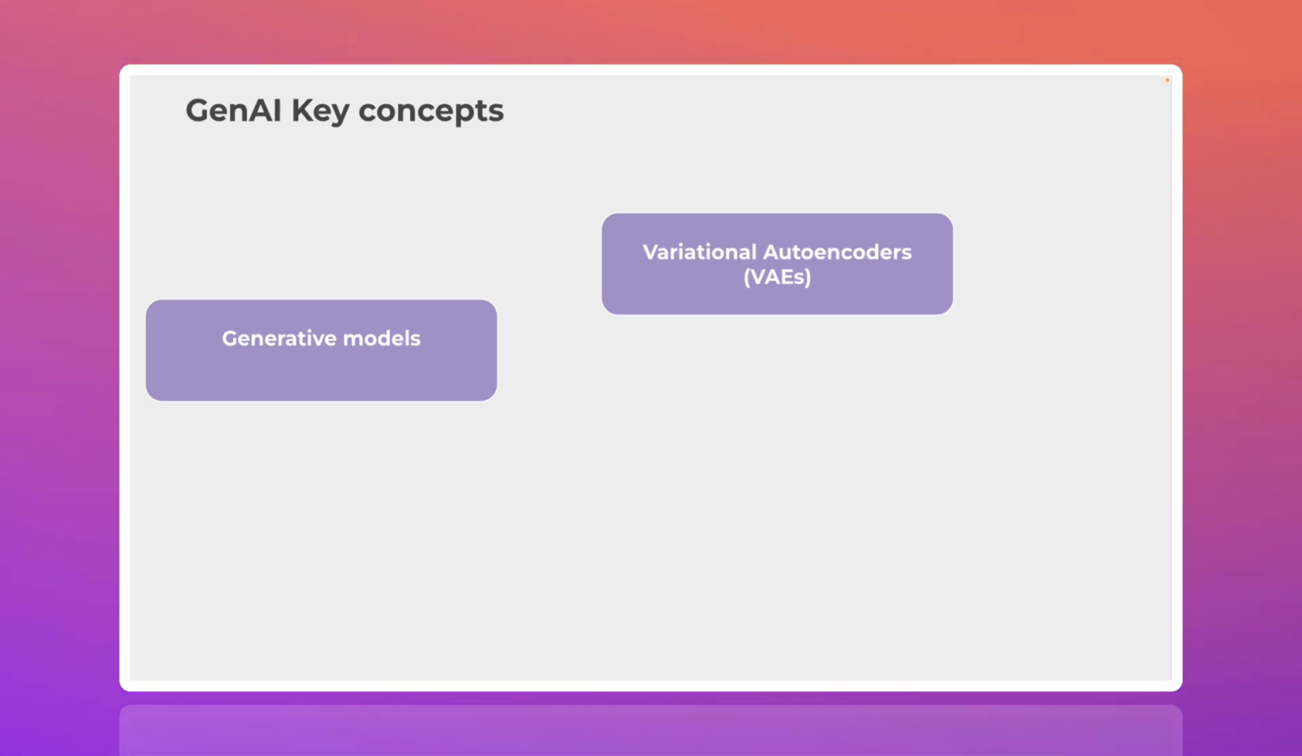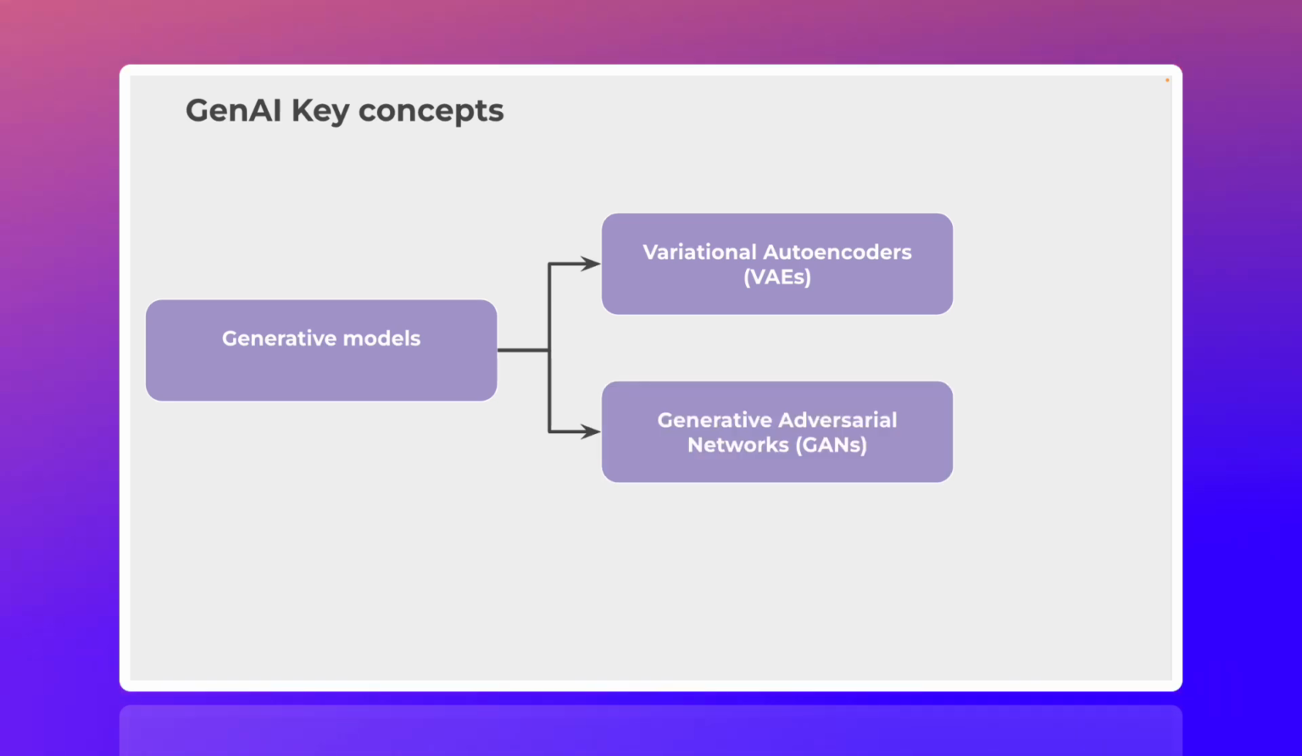So when it comes to generative models, we have different types. We have variational autoencoders, so VAEs, and we also have generative adversarial networks, GANs. Let's take a look at each one of those so we hopefully have some understanding of how they work.